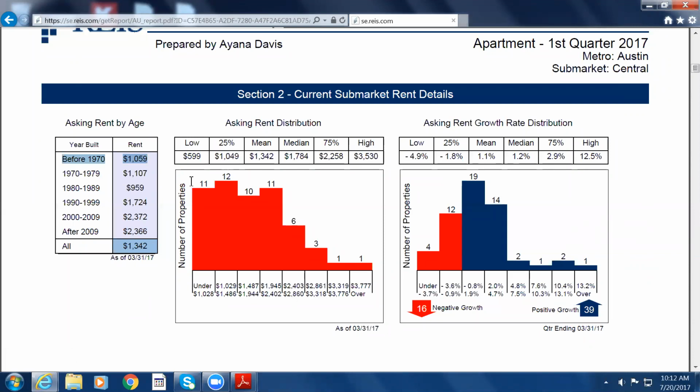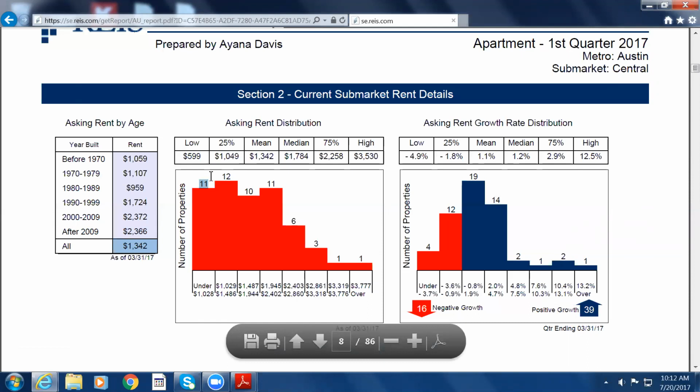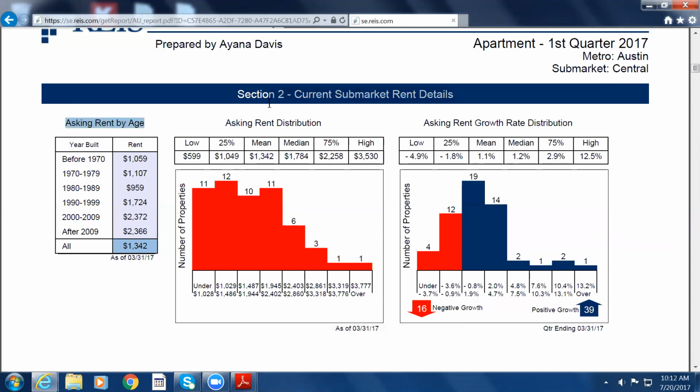Now you might be looking at this and just wondering if there's any outliers. Are there any properties that are really bringing that average rent up? Looks like we have about one or two above that 3,300 range, almost at 4,000. And then if you look on the bottom end here, anything under 1028, just about 11 properties. So here we're actually distributing the average rents overall. Low, mean, median, high, 25% up to 75%.